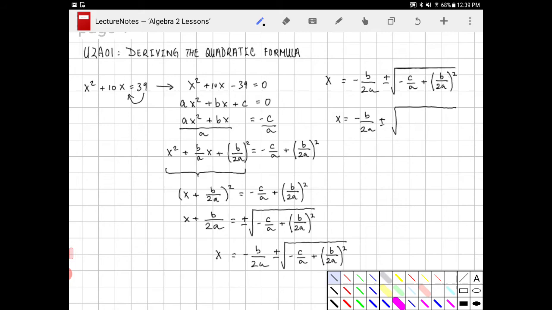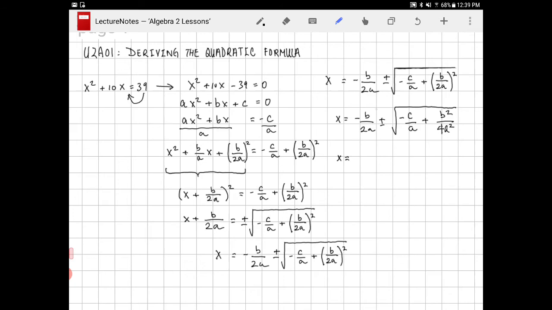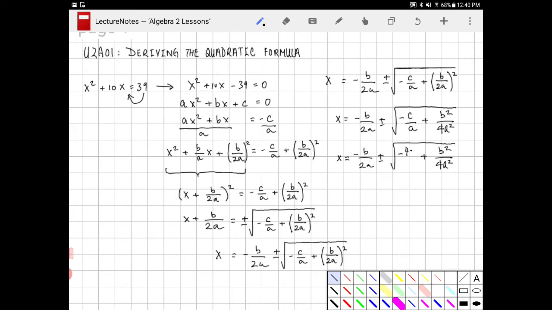In order for me to create a common denominator, I need to get that b over 2a squared out of the parentheses. So that's negative c over a plus b squared over 4a squared. From here, it's a little clearer how I'm going to create common denominators. I need to multiply negative c over a by 4a. If I do that, I end up with x is equal to, instead of writing negative c over a, I multiply this by 4a, so I get negative 4ac all over 4a squared.